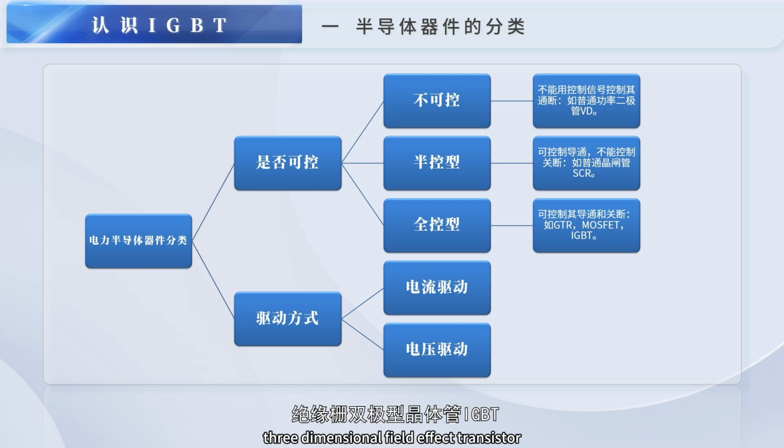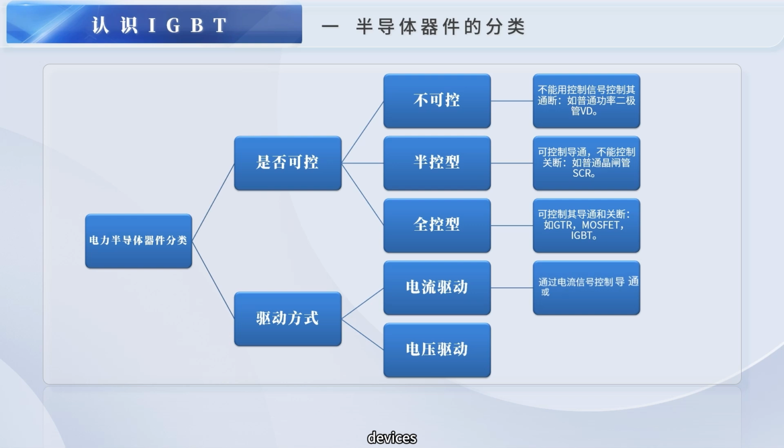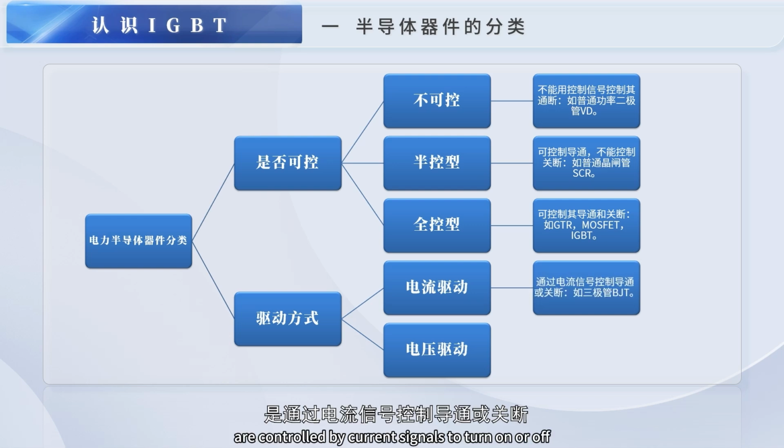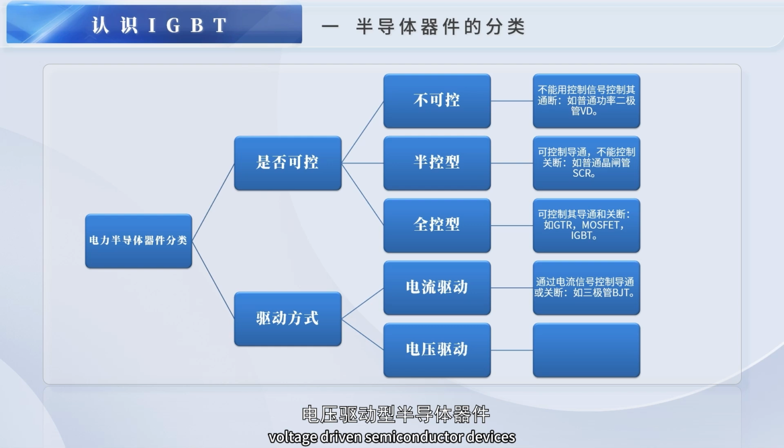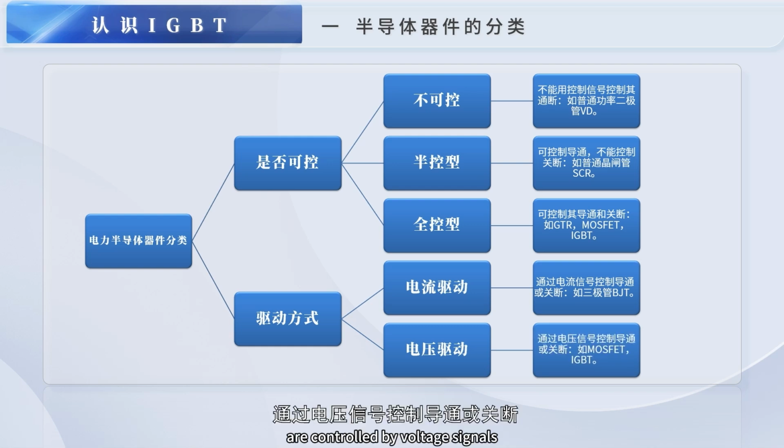Current-driven devices are controlled by current signals to turn on or off, such as the transistor BJT. Voltage-driven semiconductor devices are controlled by voltage signals, such as the MOSFET.